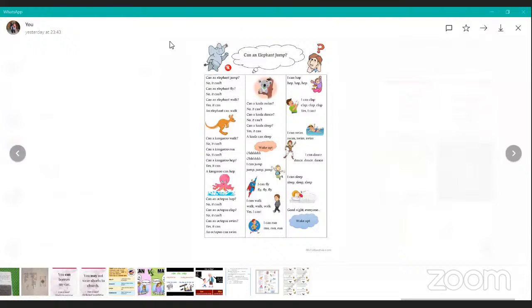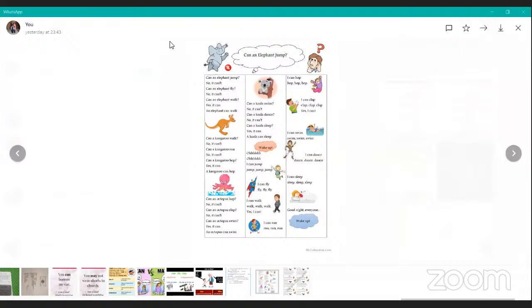Can an elephant walk? Yes, it can. Okay. Now you may read these things. Read them quickly. It's a repetition, right? It's a repetition and it improves your speaking. You may read them loudly. Now, as you are at home, right, you read them loudly.